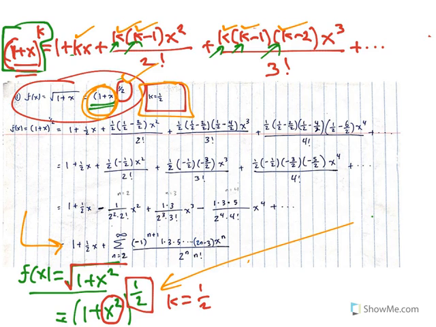The only difference between this and the function from which the binomial series was derived is, instead of having 1 plus x to some power k, I have 1 plus x squared to some power k. In this case, my k value is 1/2 because I had a square root. But that's the difference. Instead of having 1 plus x for the base of my function, I have 1 plus x squared.